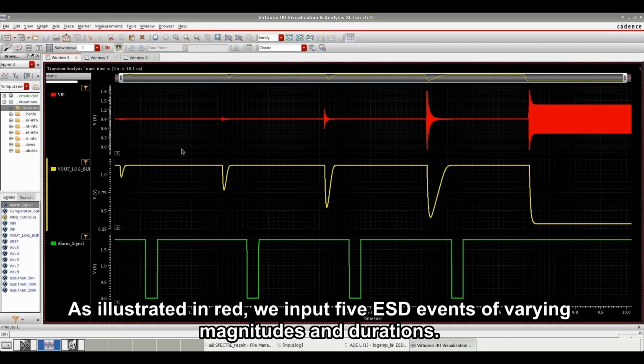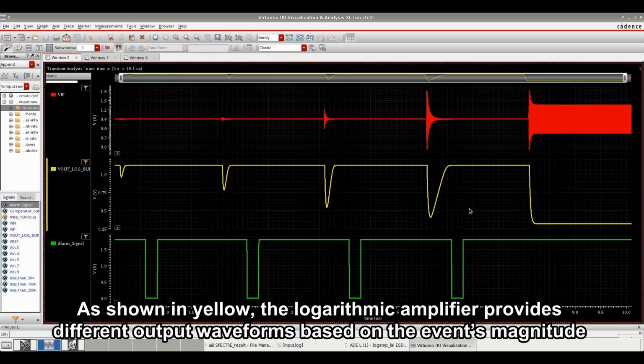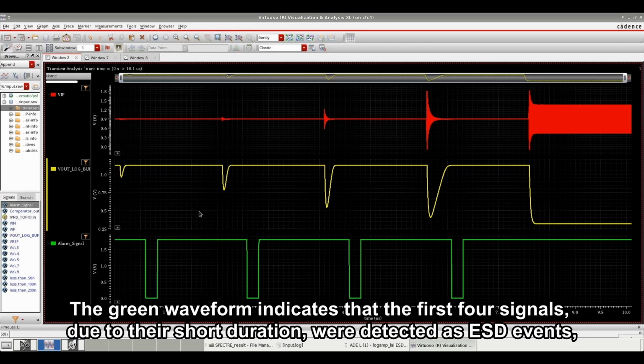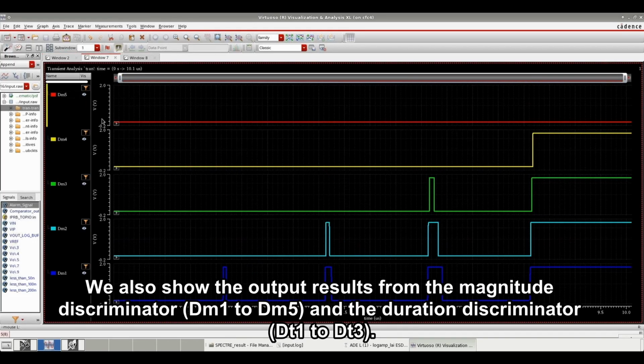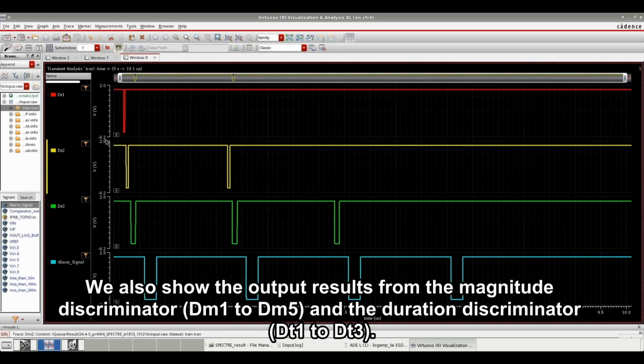As illustrated in red, we input 5 ESD events of varying magnitudes and durations. As shown in yellow, the logarithmic amplifier provides different output waveforms based on the event's magnitude. The green waveform indicates that the first 4 signals, due to their short duration, were detected as ESD events, while the last signal, due to its longer duration, was classified as common electromagnetic interference noise. We also show the outputs from the magnitude discriminator and the duration discriminator.